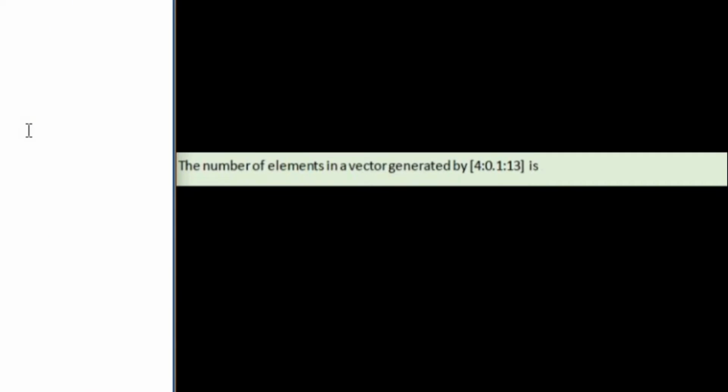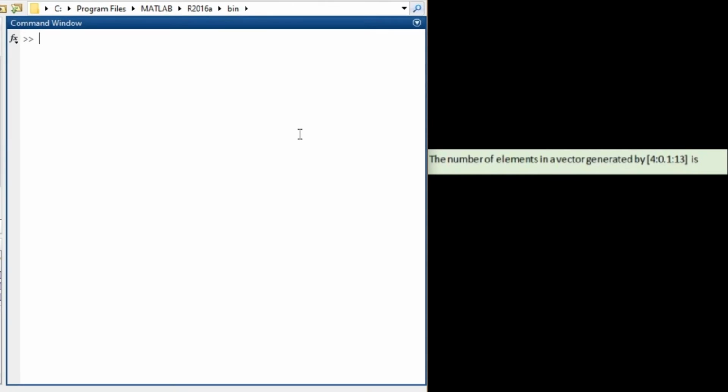Okay, so programmatically we could have said x to be equal to 4, and then in steps of 0.1 up to 13. And then what you could have done is call the length function on this. So when we call the length of x, we can now find the answer to be what? 91. Okay, so how do we calculate this manually?